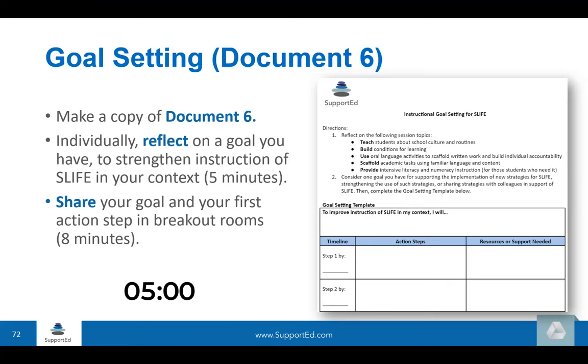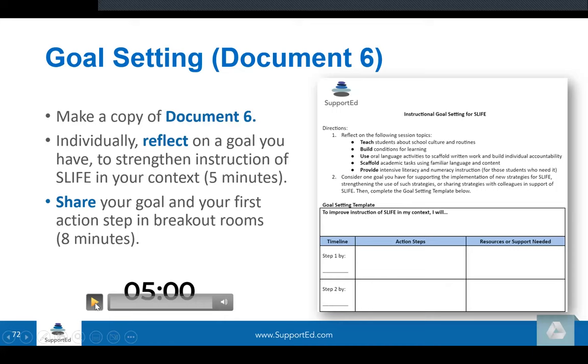And then we're going to go into final breakout groups. We're going to condense them a little bit because we have fewer people here. I think maybe just 2 groups would be great. So we'll give you a couple of minutes, and then we'll have you share your goal and your first action step in breakout rooms. So let's take 3 minutes. Sounds good. Okay.